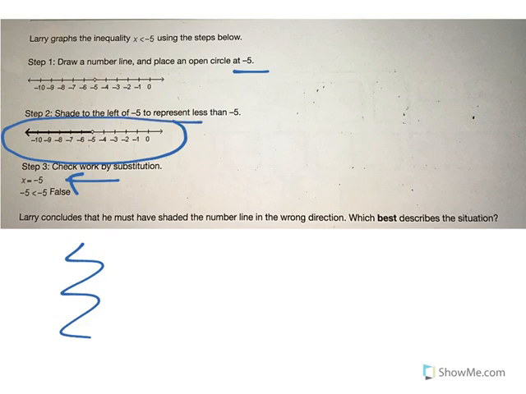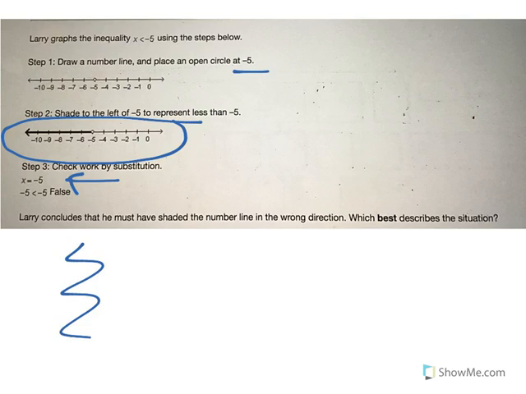Well, he plugged in -5. He said x is equal to -5, and so -5 is less than -5, which obviously is not true. -5 is equal to -5, it is not less than. So where did he mess up? He plugged in a number that was not less than -5.